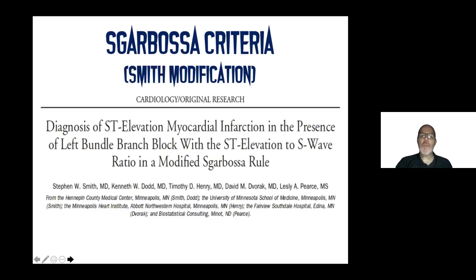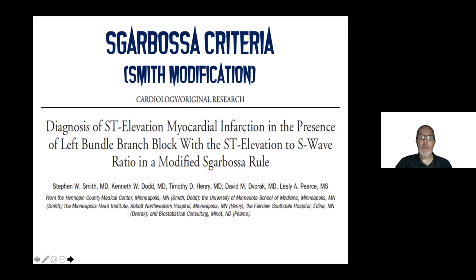Well, fast forward to 2012. Dr. Stephen Smith and his group re-looked at the original Scarboza criteria as Elena published them. And as I said, they consisted of three individual criteria. And he and his group concluded that the first and second criteria were actually pretty specific. The sensitivity for this is not as high, but the specificity is really, really high, which simply means if the patient doesn't have these findings, they probably aren't having an MI. And that's what specificity is. So we looked at the first two criteria and he said, you know what, those are actually validating fairly well.